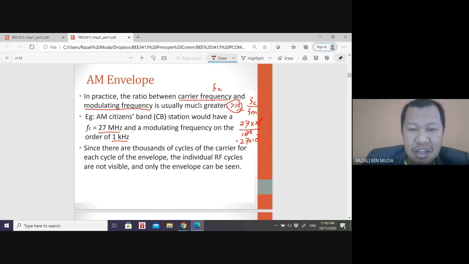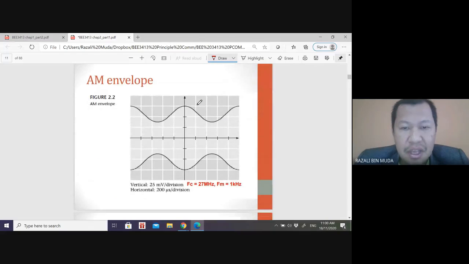Okay, since there are thousands of cycles of carrier for each cycle of the envelope, the individual signal RF cycles are not visible and only the envelope can be seen. Because there are too many cycles, we just see the pattern, which is the envelope.